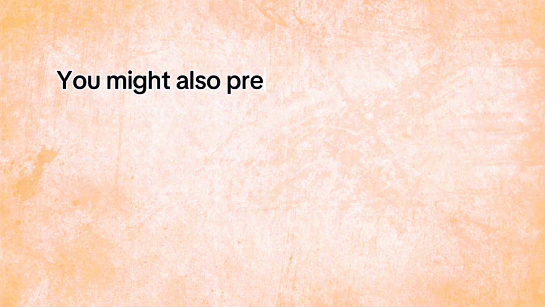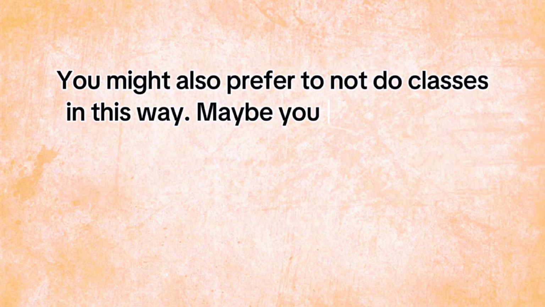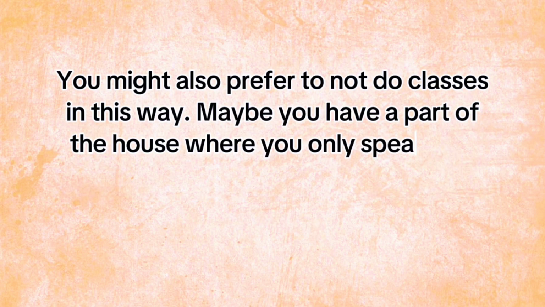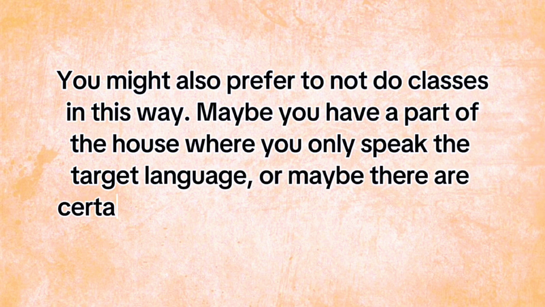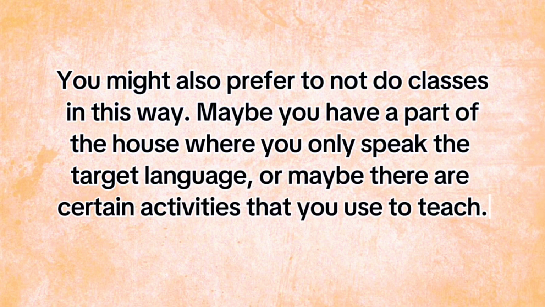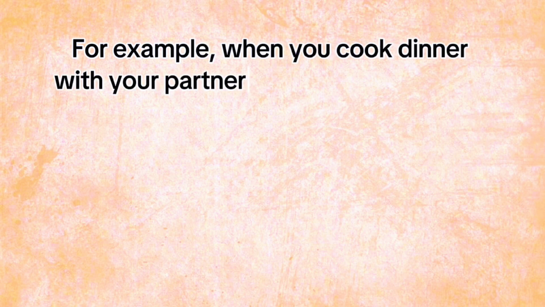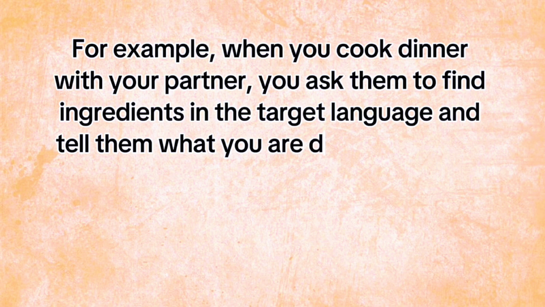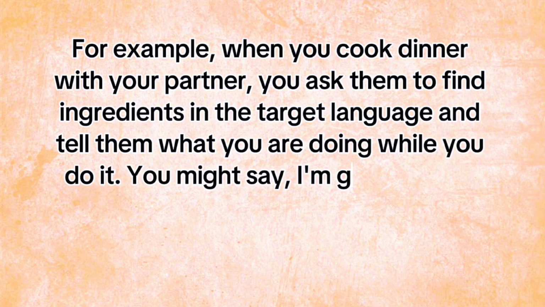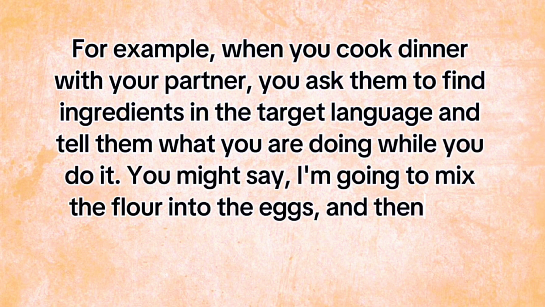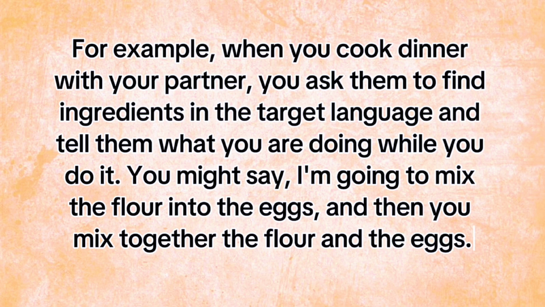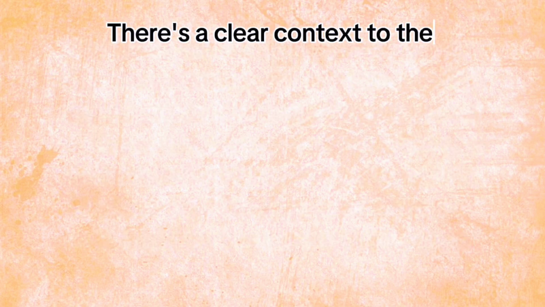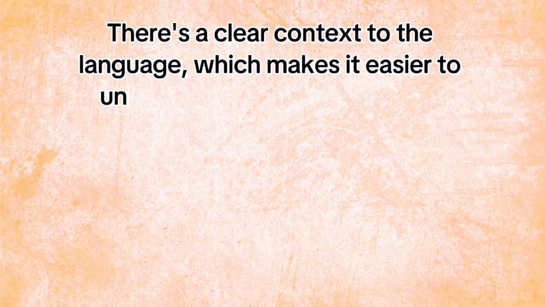You might also prefer to not do classes in this way. Maybe you have a part of the house where you only speak the target language, or maybe there are certain activities that you use to teach. For example, when you cook dinner with your partner, you ask them to find ingredients in the target language and tell them what you are doing while you do it. You might say, "I'm going to mix the flour into the eggs," and then you mix together the flour and the eggs. There's a clear context to the language, which makes it easier to understand.